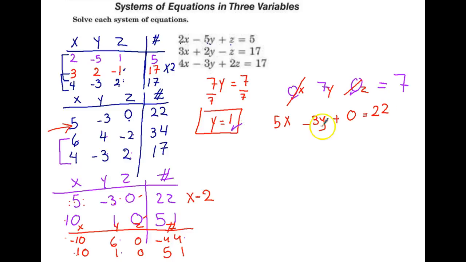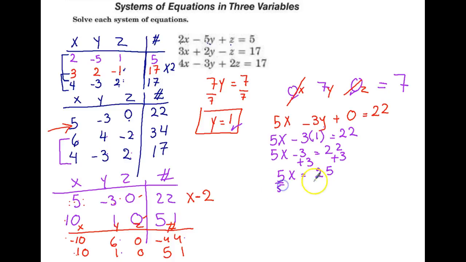We figured out that y is 1, so I will replace y and plug in 1. I'll have 5x minus 3 times 1 equals 22. So 5x minus 3 equals 22. Add 3 to both sides. Then 5x equals 25. Divide by 5. x equals 5.